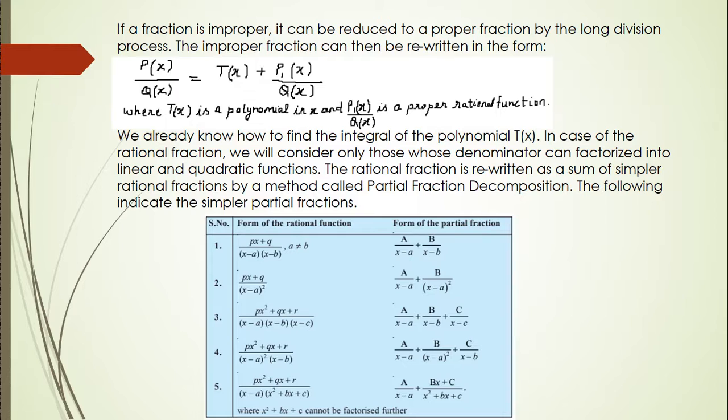Suppose we have the rational function in the form px square plus qx plus r divided by x minus a into x square plus bx plus c, where x square plus bx plus c cannot be factorized further. This is important. This can be written in the form A by x minus a plus Bx plus C divided by x square plus bx plus c. So we should be sure that if you have any polynomial at the denominator, we have to factorize it as far as possible.